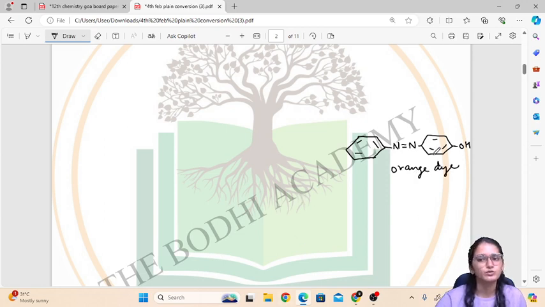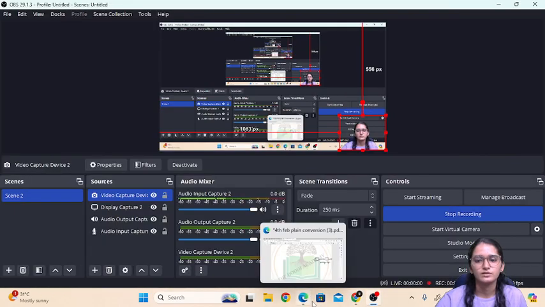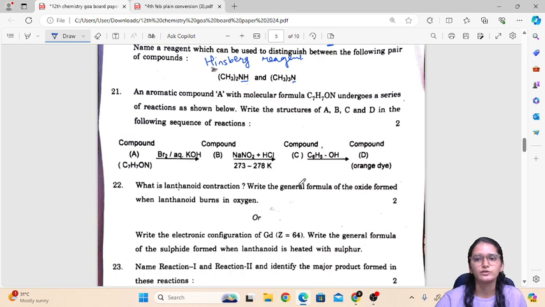Now I came to know this because orange dye is written over there. But it's not necessary that you should know the structure by looking at that, because every time the hint will not be given this way. So whatever you can detect, that you can write. Now we get orange dye when we react with phenol. But we should know this compound before that. So first we will try to see which compound this C7H7ON will be.